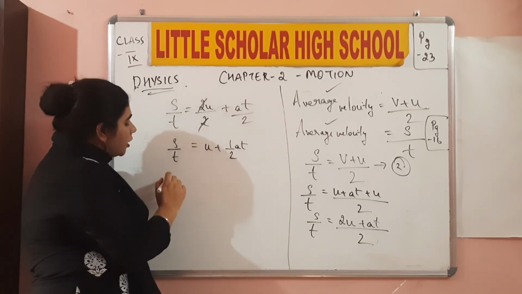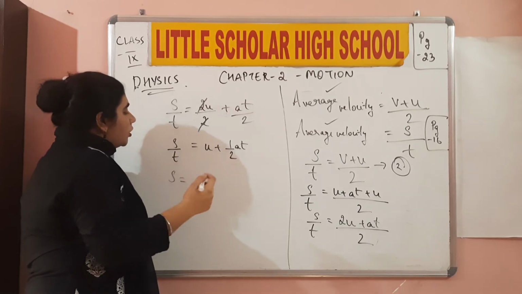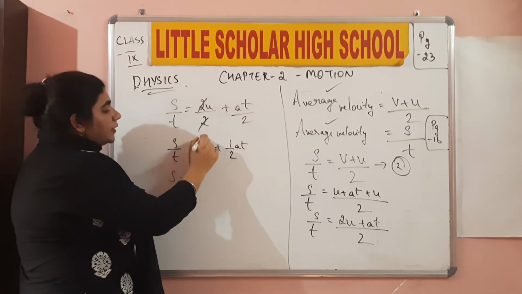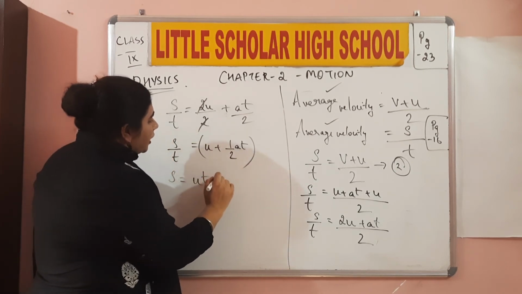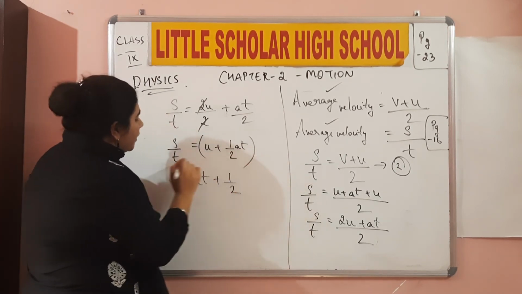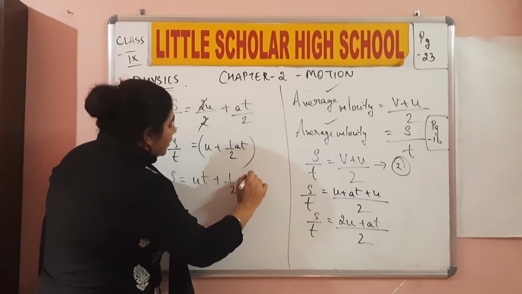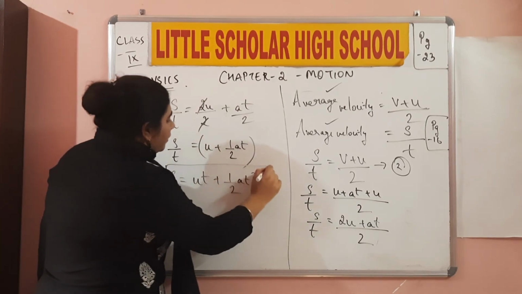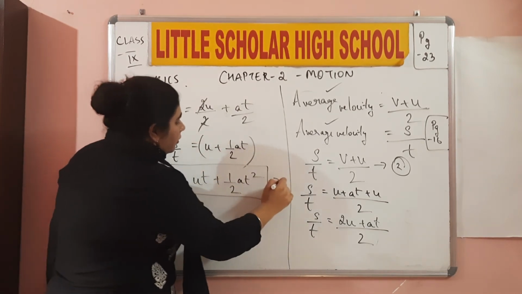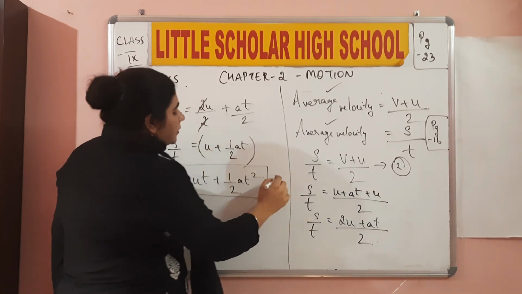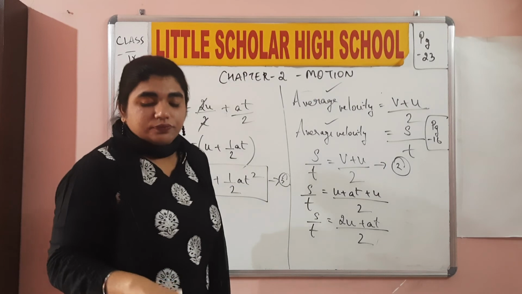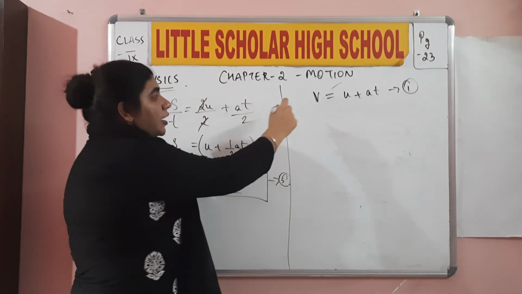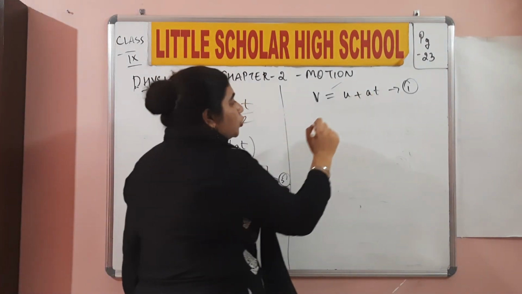Did you understand? So S is equal to U. I'm going to multiply T with this entire equation over here. It is going to be UT plus half AT into AT is nothing but AT square. So this is my equation that I need to understand. Fine. Okay.